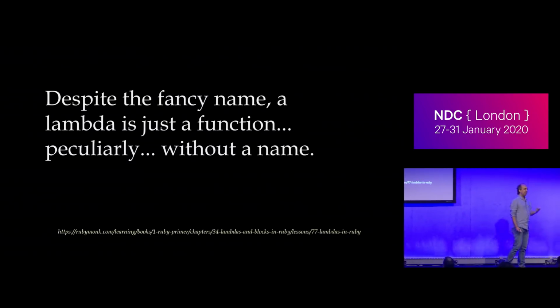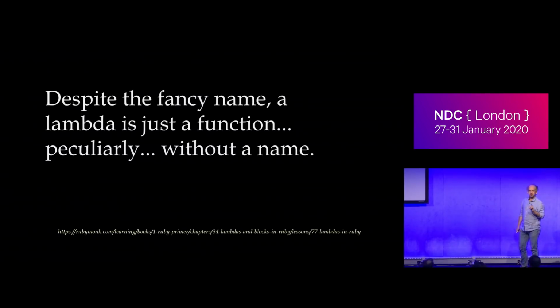I mean, dominant programming languages through history. C. Well, that's a fancy name. No, it's just because it chooses a letter from a different alphabet. It's like that. A lambda is just a function, peculiarly without a name.